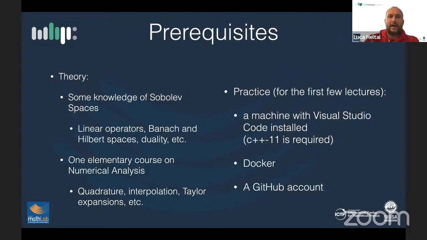So linear operators, Banach and Hilbert spaces, duality are going to be taken for granted. There are many courses at SISSA that actually talk about this, and I think you have followed some of those courses. You will need at least one elementary course of numerical analysis.